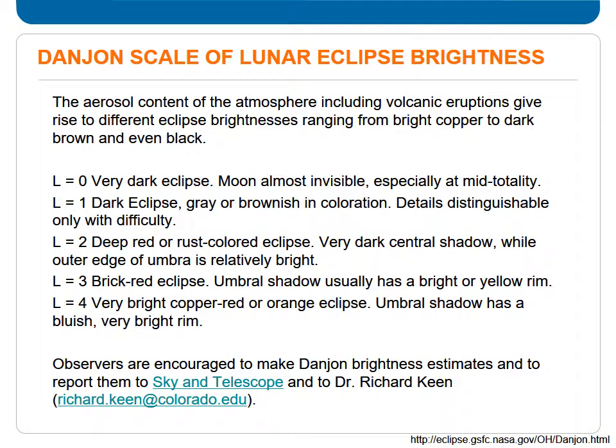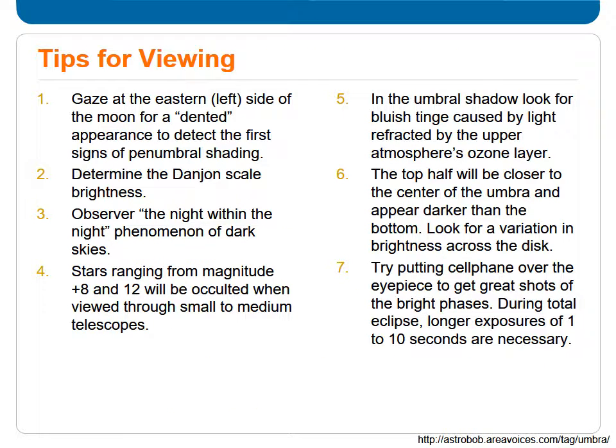The aerosol content of the atmosphere, including volcanic eruptions, gives rise to different eclipse brightnesses, ranging from a bright copper to a dark brown or even black. Daniel created a scale of lunar eclipse brightnesses for observers to make comparisons. Amateur astronomers look for atmospheric conditions and other events while observing lunar eclipses. AstroBob recommends looking for a bluish tinge caused by refraction due to the upper atmosphere ozone.